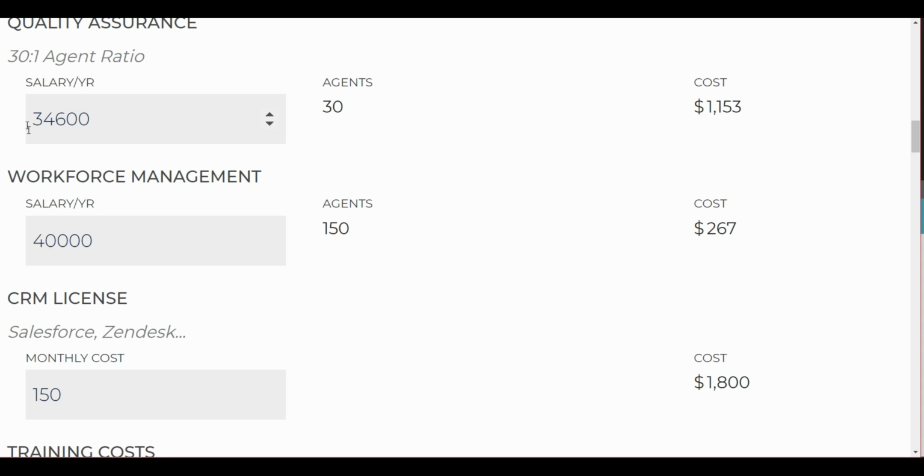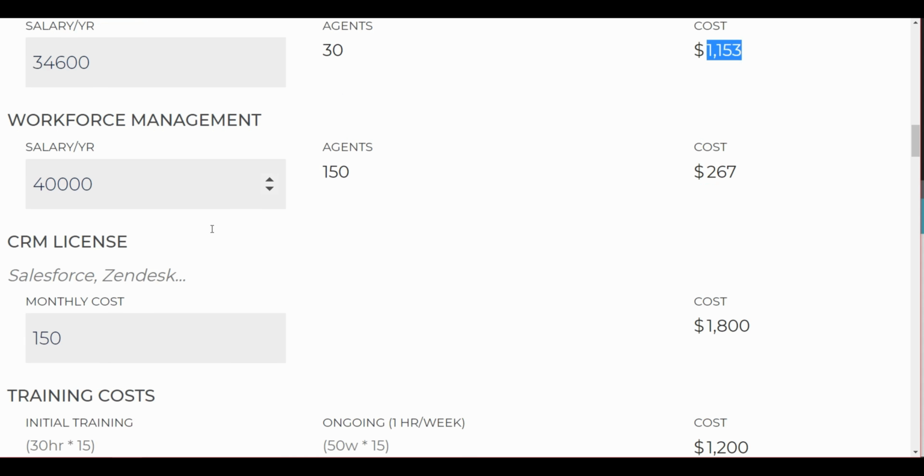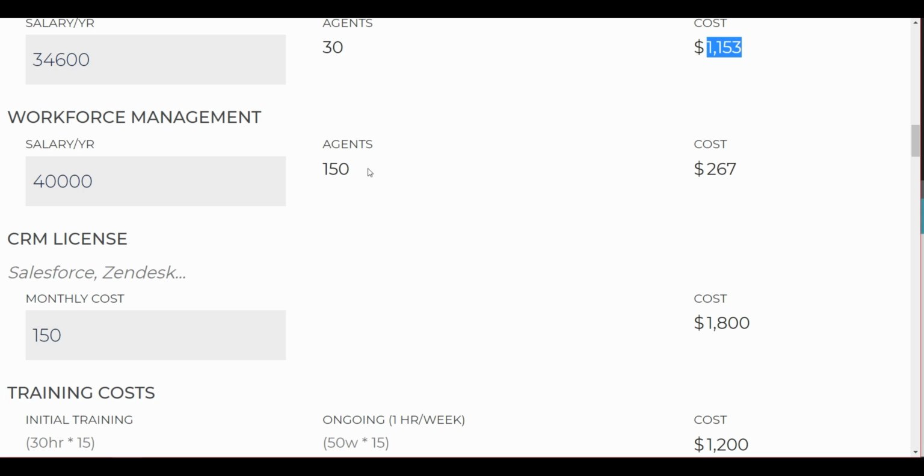So if we take their salary, which is about an average, over the 30 agents that they're listening to, per agent, that's about another $1,100, $1,200 cost. Same thing with your workforce management, over about 150 agent average smaller contact center, looking at another almost $300 added on.